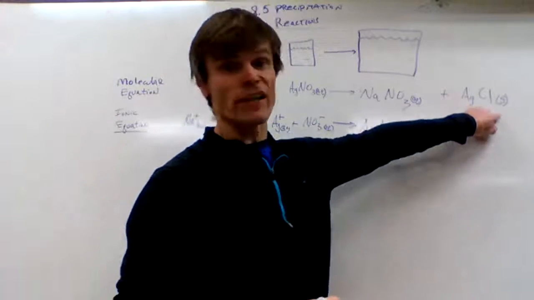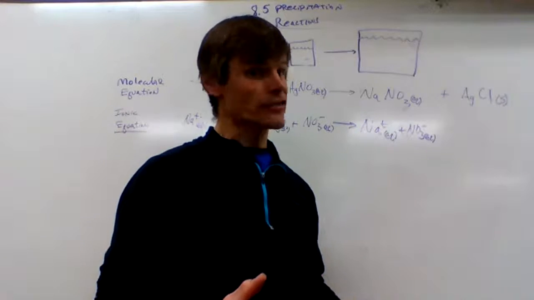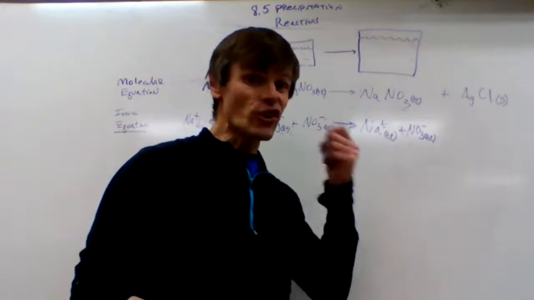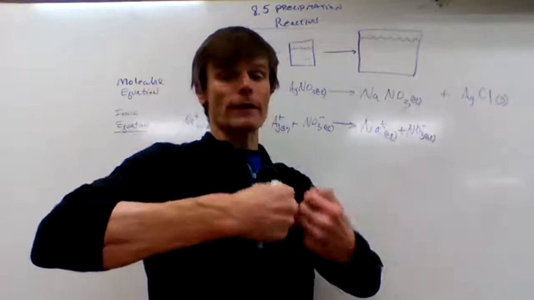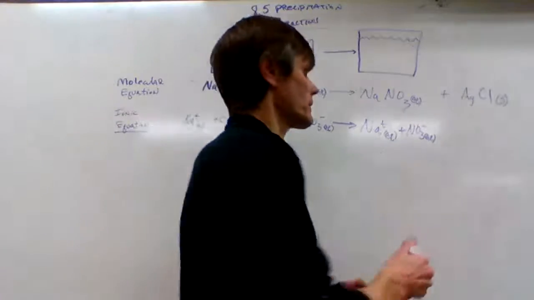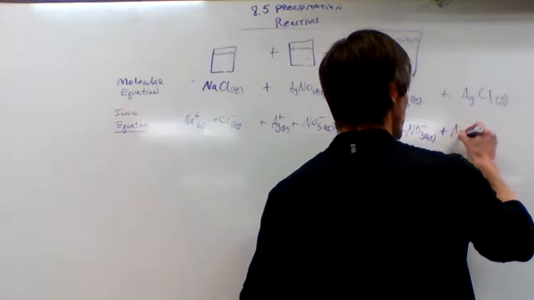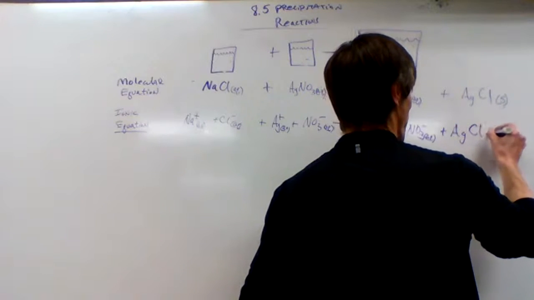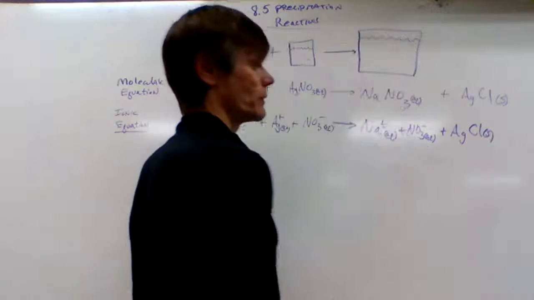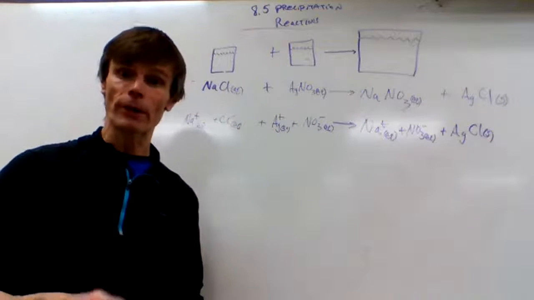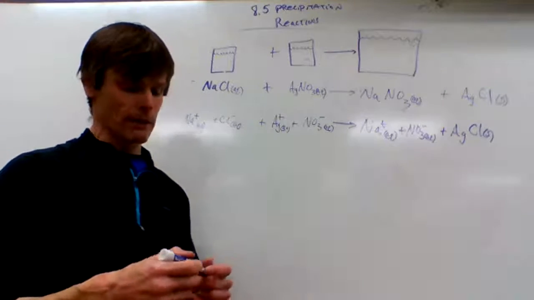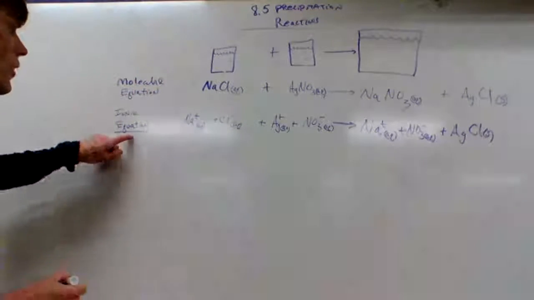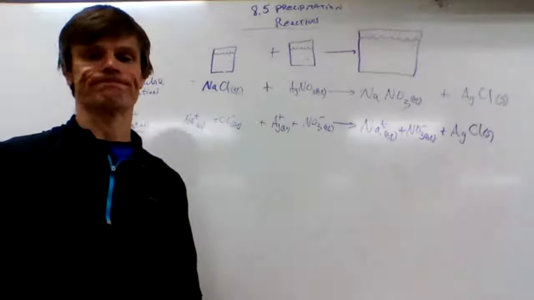This is silver chloride solid. Notice the S, it doesn't say AQ. These are not ions floating around. This is a solid silver chloride that's forming a precipitate, and we do not break it up any further. The S, as we've predicted from solubility rules, tells us that we're forming a solid precipitate. And this is called the ionic equation.